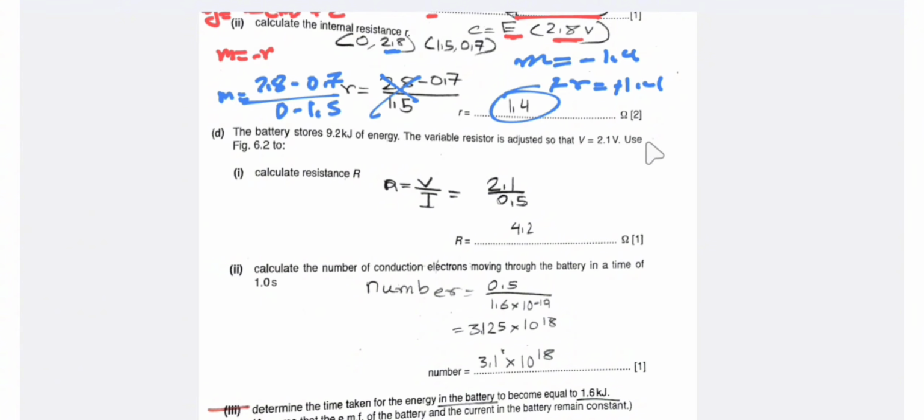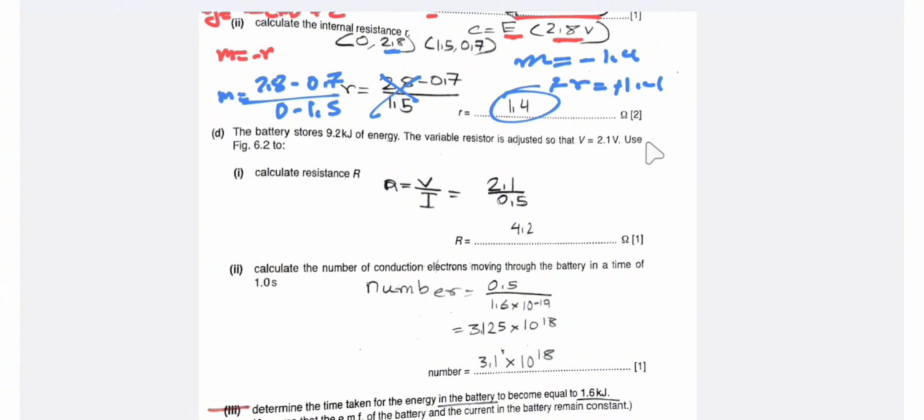So we know that the resistance is equal to voltage divided by current. We already know the value of voltage as given. So what is current? From the graph, when voltage is equal to 2.1, we need to find the current. So the current is 0.5. When voltage is 2.1, current is 0.5. So voltage divided by current, we get the resistance as 4.2 ohm, to two significant figures.